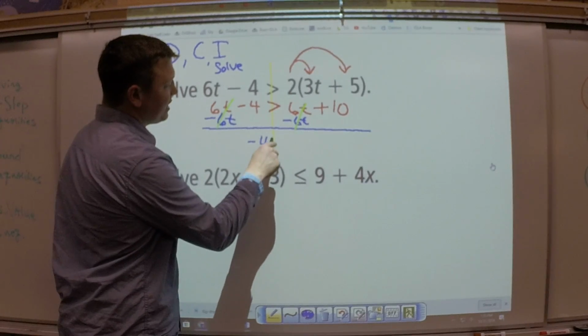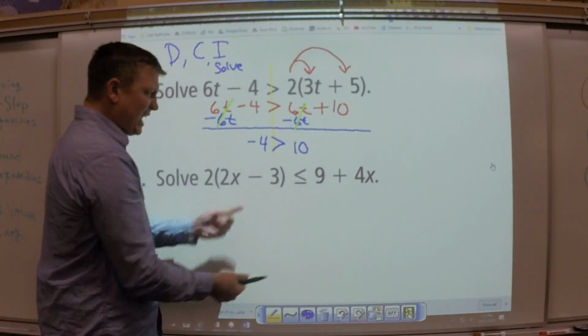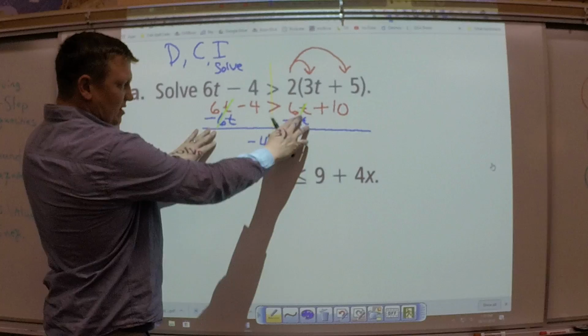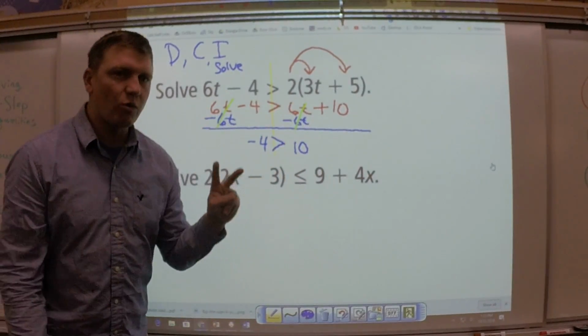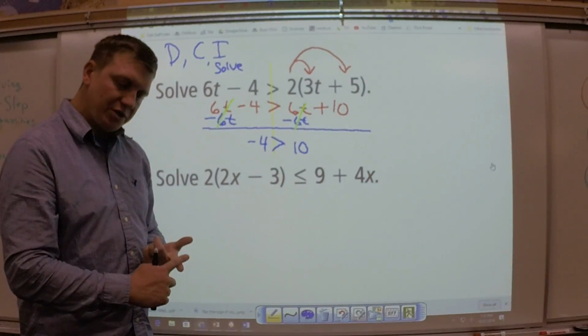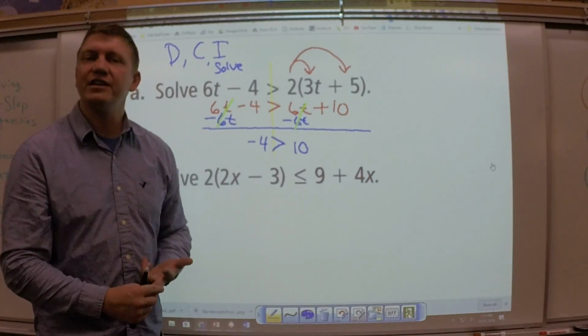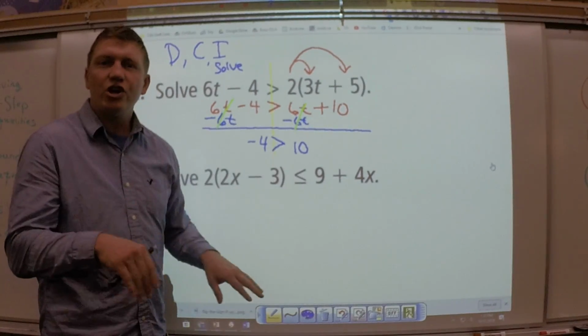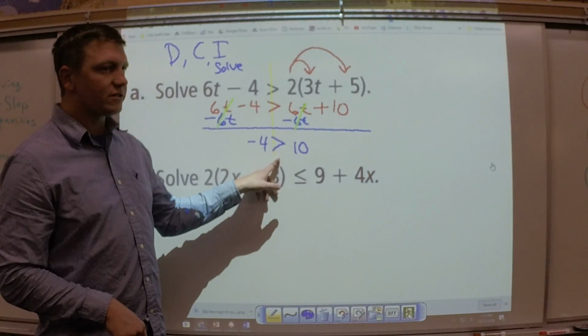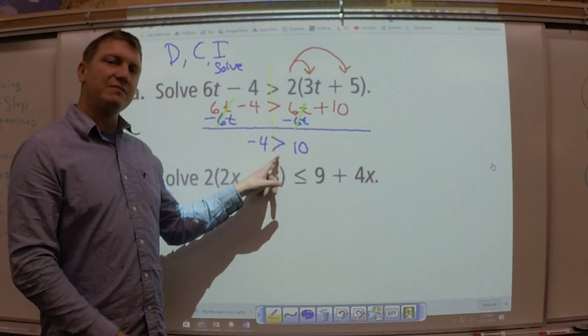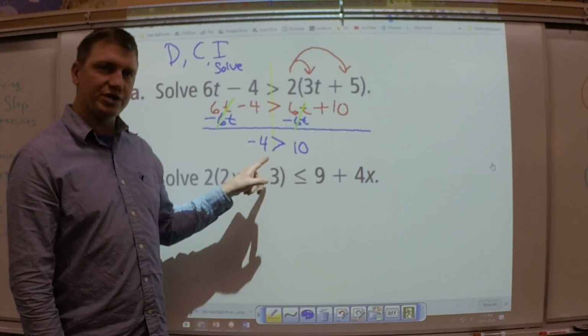Negative 4 is greater than 10. Is negative 4 greater than 10? These both canceled out. They both go to 0. We know we have one of two options. We have no solution or infinitely many solutions. It's no solution if this is false. It's infinitely many solutions if this is a true statement.